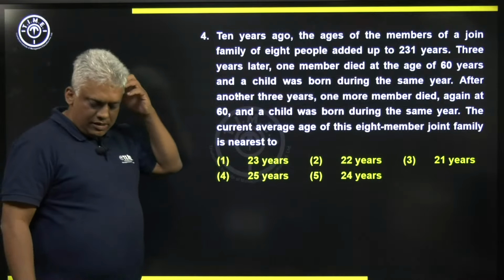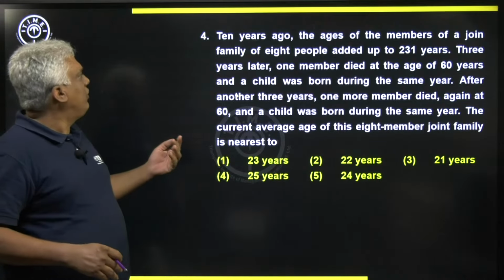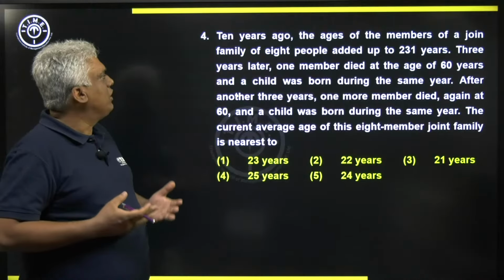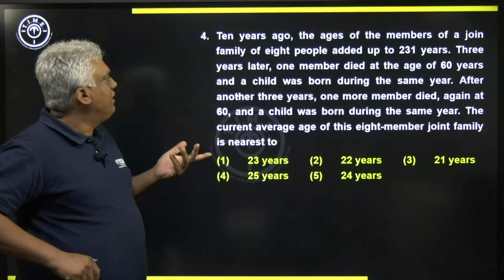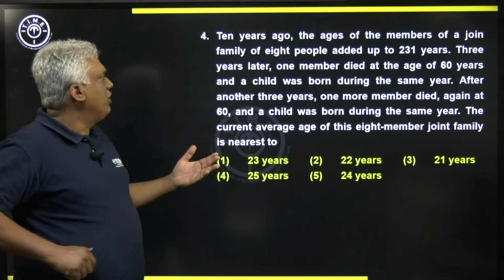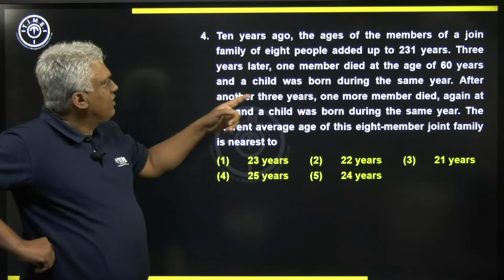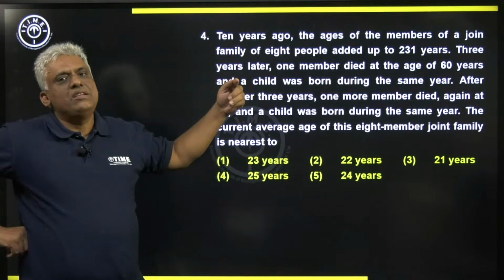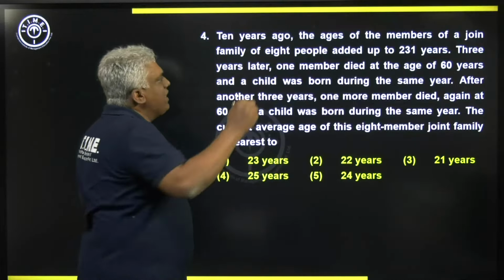Okay, guys, let's see this question, right? You can do it by the normal method. 231 is the total number of years, I mean, 231 is the total age. After 3 years, one member died at the age of 60 and one child was born. So after these 3 years, everybody will gain 3 years. So 231 plus 8 into 3. You can do it like that, right? That will be lengthy, right?